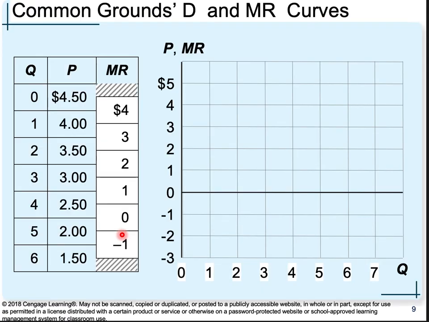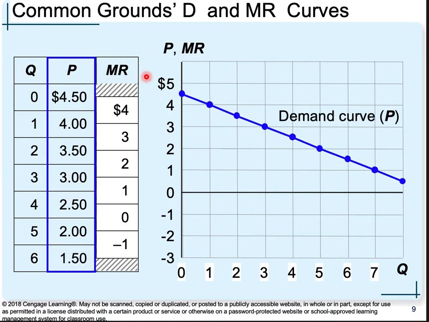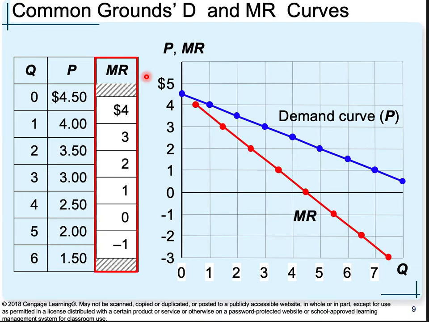Okay, so our demand curve is going to be these first two columns graphed. So this is our demand curve. Next, we're going to graph our marginal revenue curve. Our marginal revenue curve will always be below our demand curve. So just make sure you know that. And this is a key distinction.